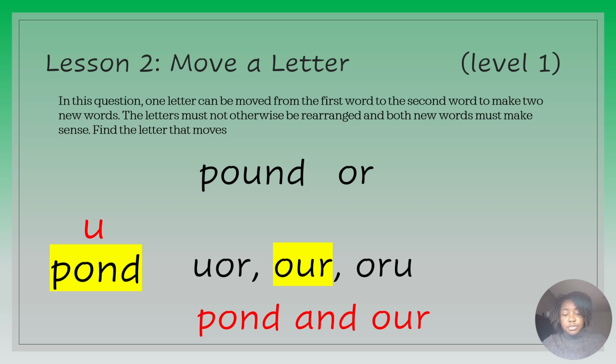So because you came out of pound, U has to be the one you tested. Entered into or, you made hour. So now you have two new words from pound and or, which are pond and hour. So the correct answer is indeed U.